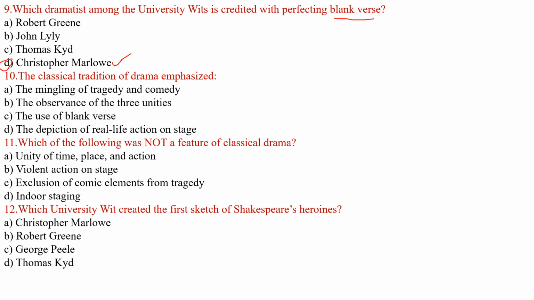Question 10. The classical tradition of drama emphasized, let's see the options: the mingling of tragedy and comedy, the observance of three unities, the use of blank verse, the depiction of real life action on stage. So the classical drama strictly talked about the observance of three unities.